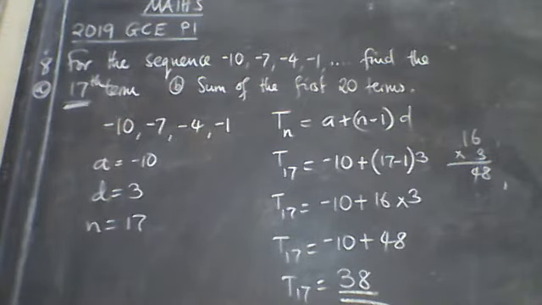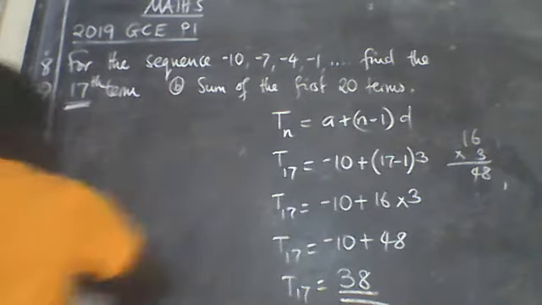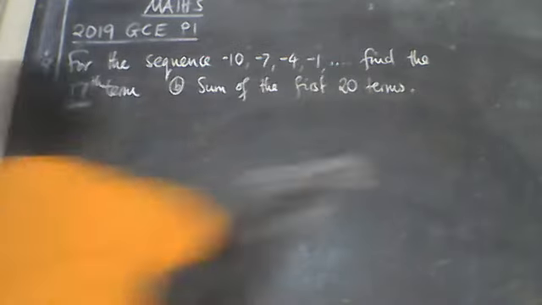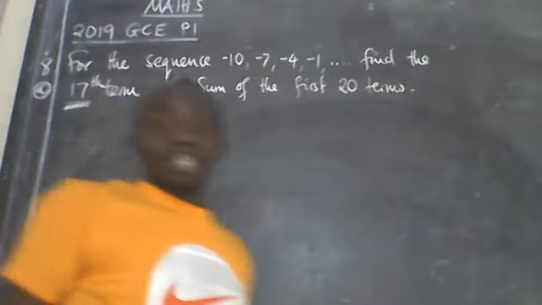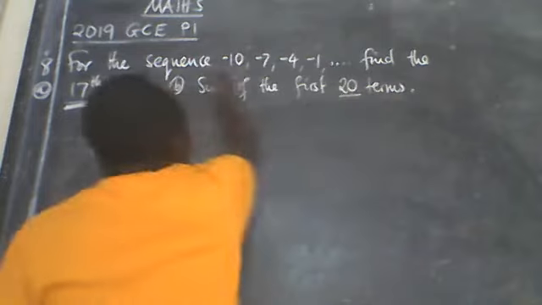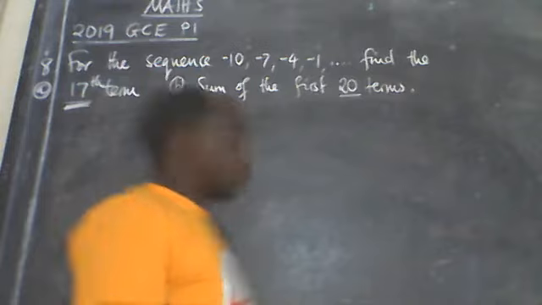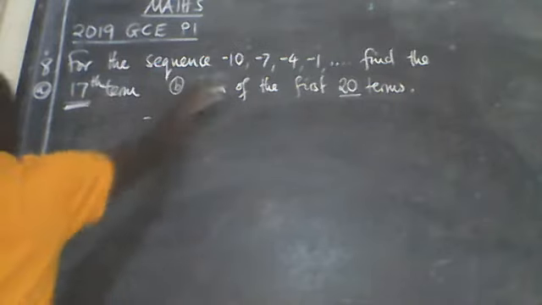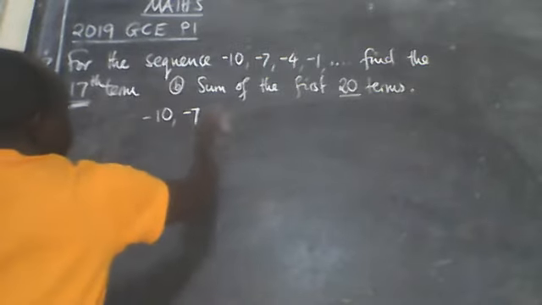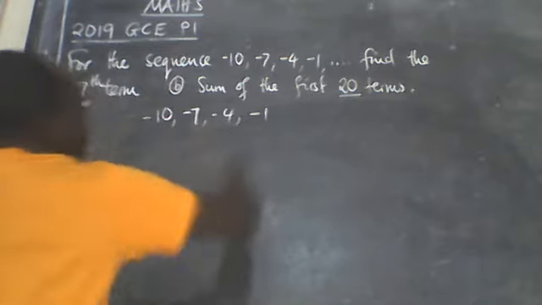It ends there. Then the other part now is finding the sum of the first 20. Again, if you have forgotten the formula, it's about adding 20 of them. You list them, 20, and start adding. To follow the formula, we will say the sequence is negative 10, negative 7, then negative 4, negative 1.